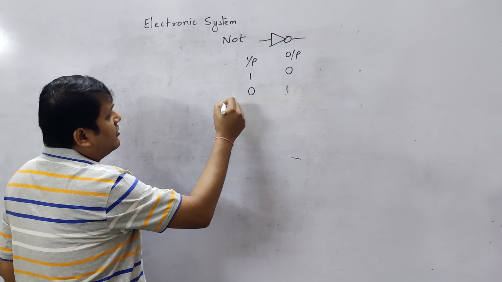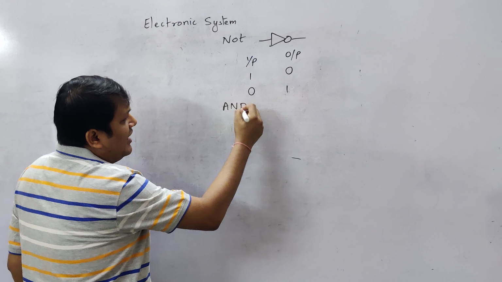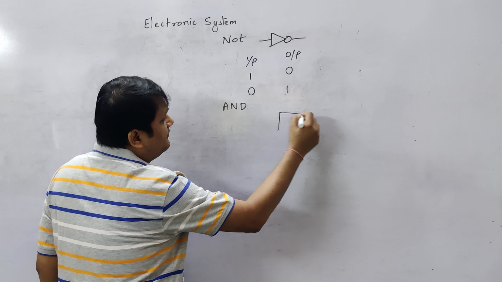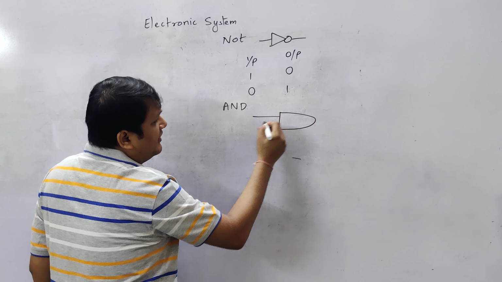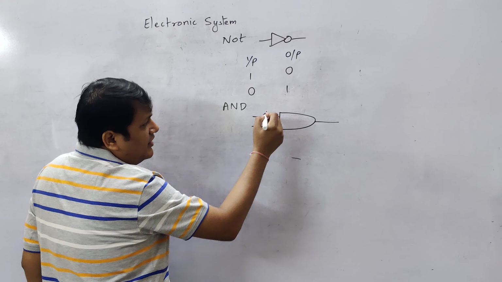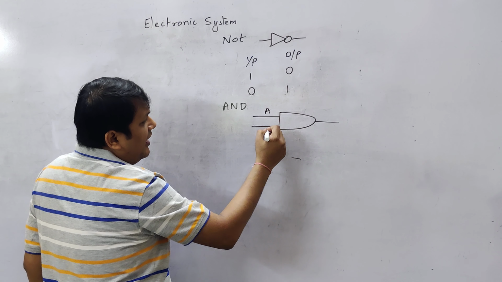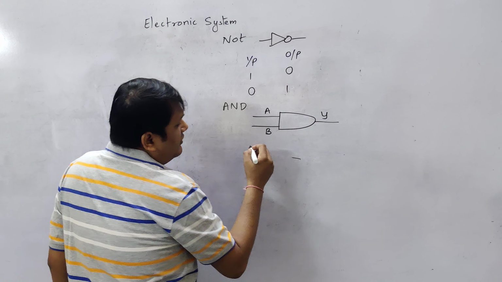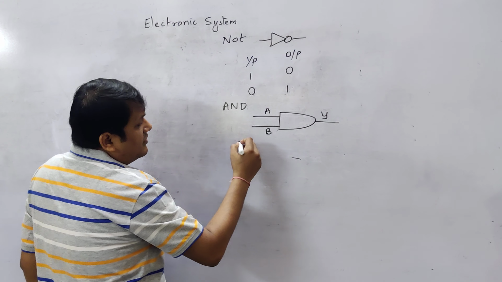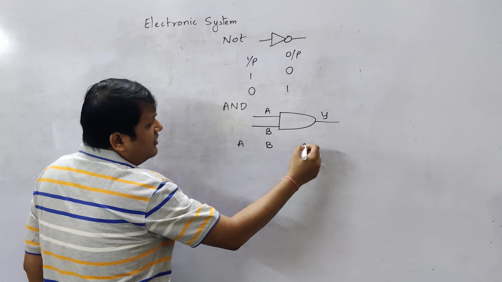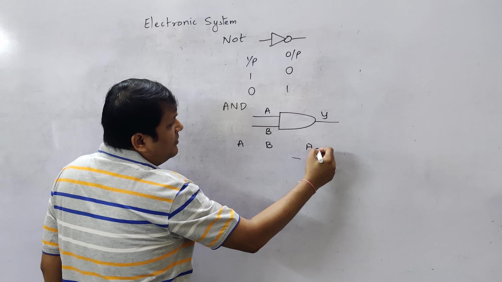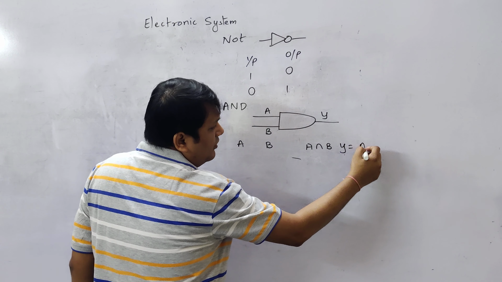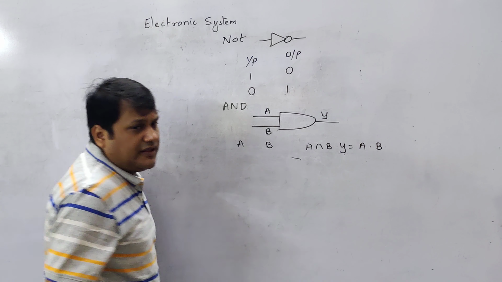The second gate we come across is AND. And you should have two inputs for AND. So now I have two inputs here. This is the symbol of the AND gate. Input 1, input 2. I say A and B are the inputs and Y is my output. So what is A and B? I have A here, B here, and A and B means Y is equal to A dot B basically.